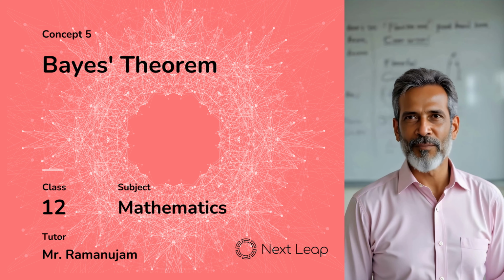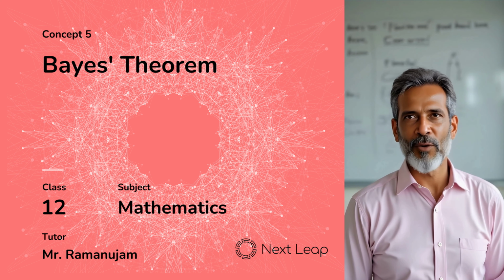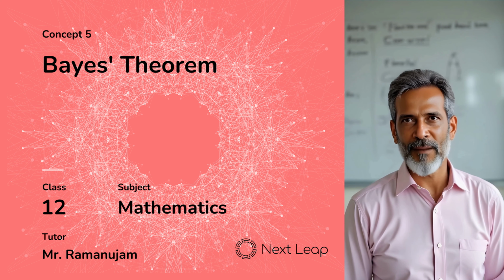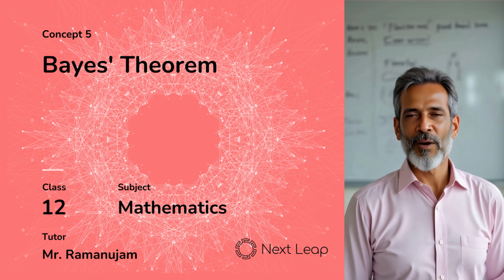Namaste dosto. Imagine you're playing a game where you want to guess the color of a card, but you're told some extra info, like the card is from the red suits. How does this new knowledge change your chance of picking a specific card? That's the heart of conditional probability, which we'll explore today as the foundation for Bayes' theorem.